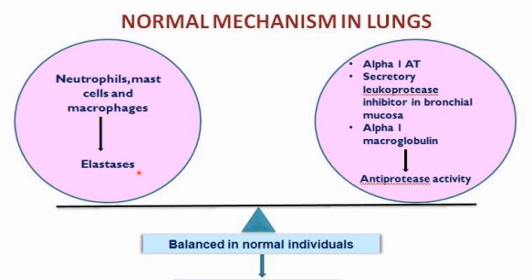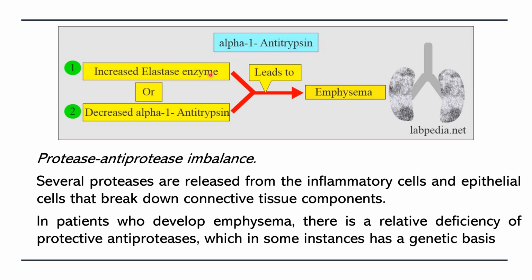And there are several other factors which will combat these elastases. They have the antiprotease activity. For example, we have the alpha-1 macroglobulin. We have some secretory leukoproteases. And most importantly, the alpha-1 antitrypsin. This alpha-1 antitrypsin actually decreases the elastase induced damage. So elastase enzyme induced damage to the cell will be prevented by alpha-1 antitrypsin.